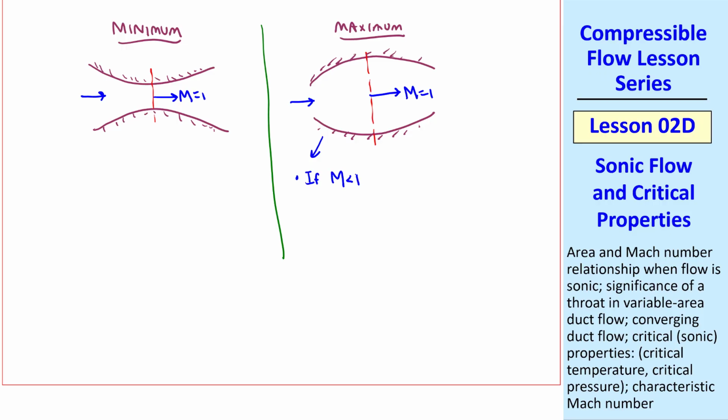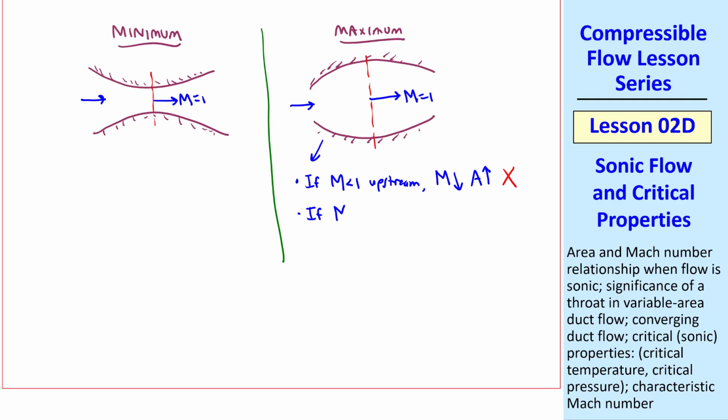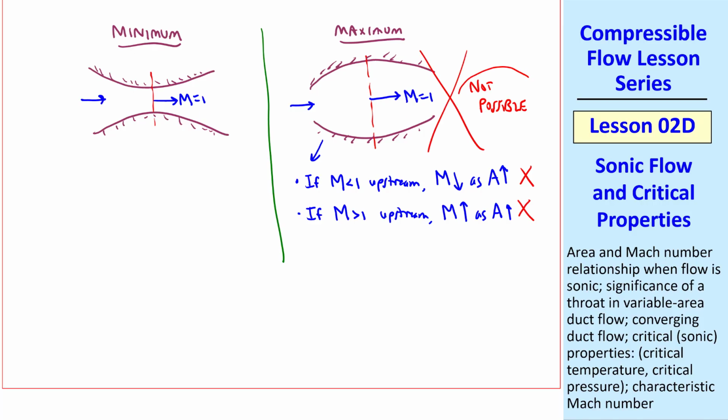If the flow is subsonic upstream, we know that M goes down as area goes up. So if it starts below 1, it'll go even lower and cannot approach 1. This doesn't work. On the other hand, if the flow is supersonic upstream, we know from the previous lesson that M goes up as area goes up. Well, if Mach number is greater than 1 and it goes up as we move downstream, we can't reach M equal 1. So this one is also impossible. So the maximum case is not possible.